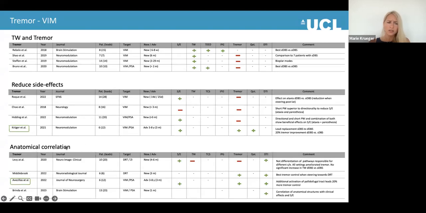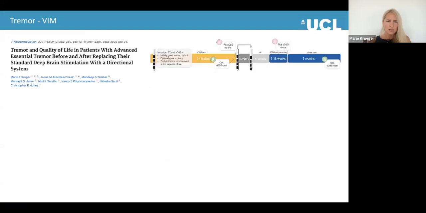And then there are quite a few studies on anatomical correlations, some of which are really good, nicely showing the correlation of the fiber tracts and how, when you steer into the side effect areas, that has a clinical impact. I'm going to discuss this study because it's a follow-up on our first study here, and to give an anatomical explanation why patients can improve if you exchange a standard lead for a directional electrode. So I'll discuss this study a bit more in detail.